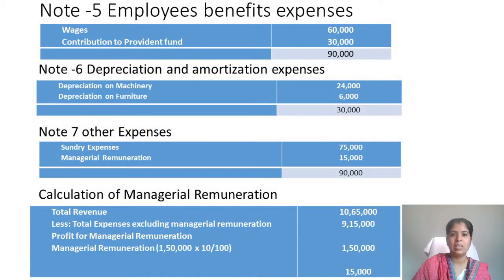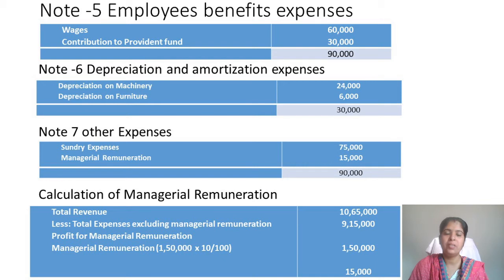Note number 5, employees benefit expenses: wages 60,000, contributions to provident fund 30,000. So employee related benefit expenses are wages, which is your direct expense, as well as contribution to provident fund 30,000. Total 90,000 should be reflected in your statement of profit and loss. Next, these are balancing figures.